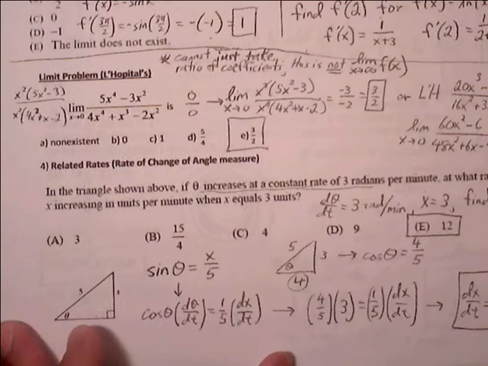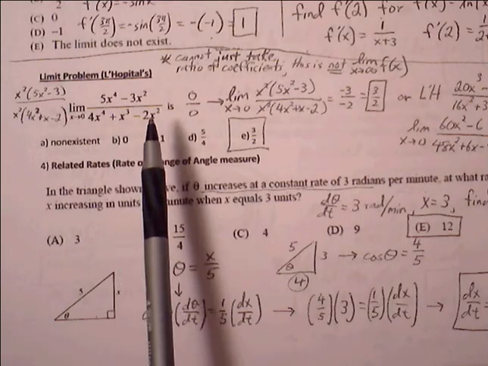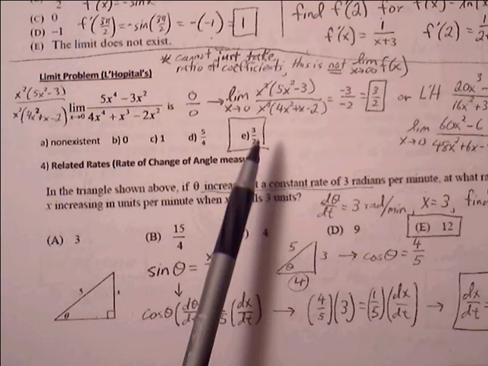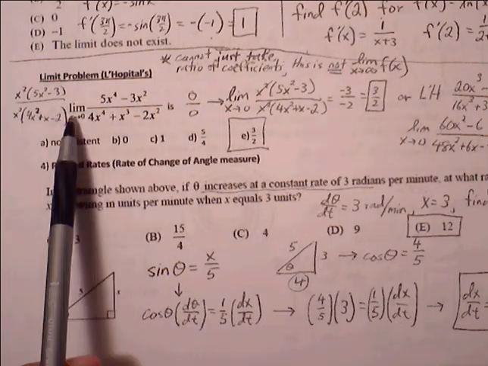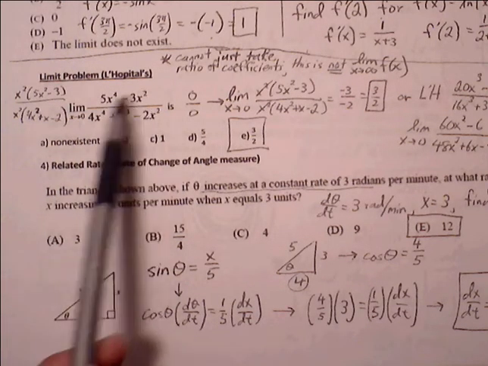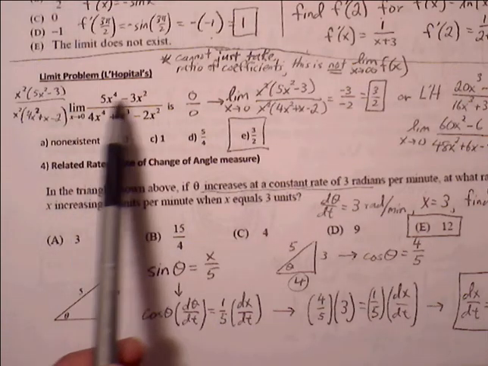Okay, another topic here is a limit problem using L'Hopital's rule. So if we look at this problem here, the first thing we do is we plug in our 0. And in this case, we get 0 over 0. And if we get 0 over 0, usually we look to see if we can factor.